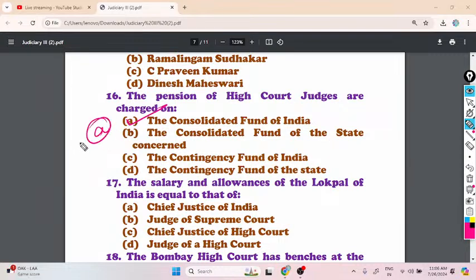Okay, that is A. But remember, the salaries and allowances are charged on the consolidated fund of the state. Okay, the difference is that.